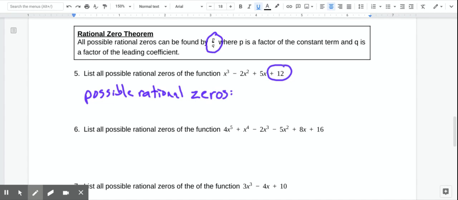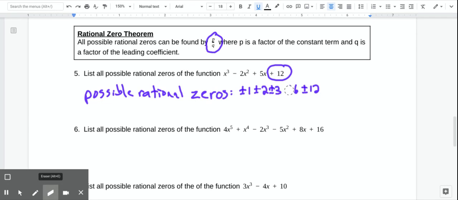So factors of 12 are 1 and 12, but they could be positive or negative. So plus or minus 1 and plus or minus 12. 2 and 6, so plus or minus 2, plus or minus 6, and 3 or 4. I did not leave enough room there. So those are all of the factors of the constant term.